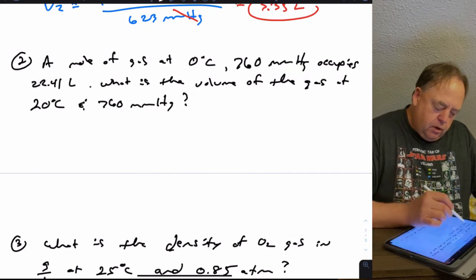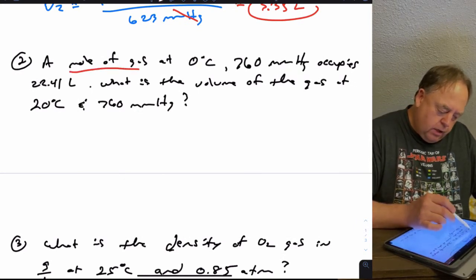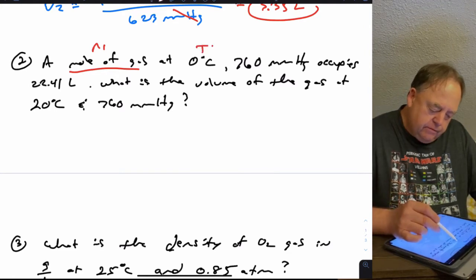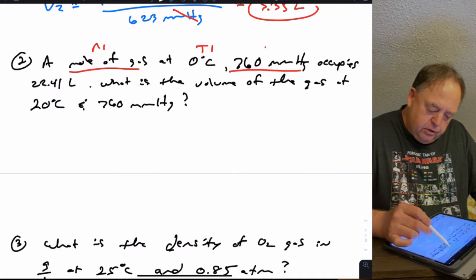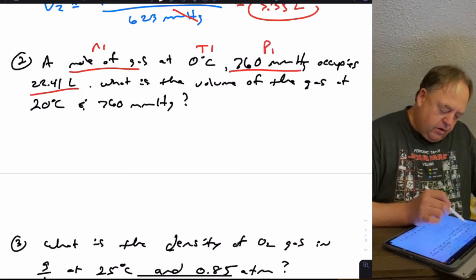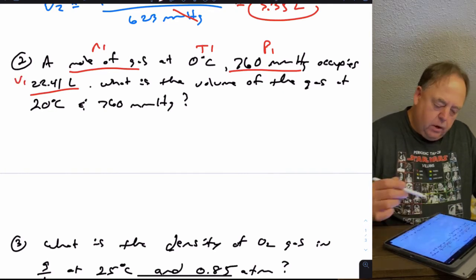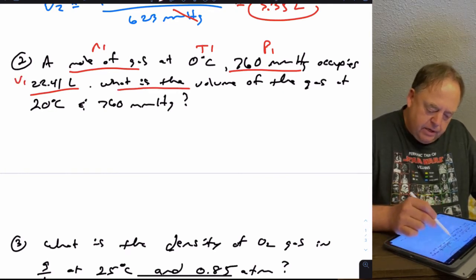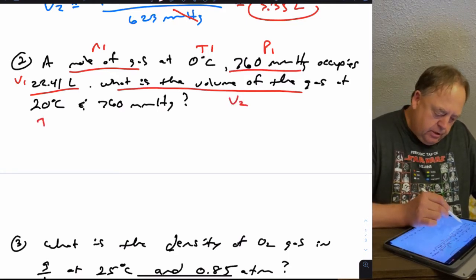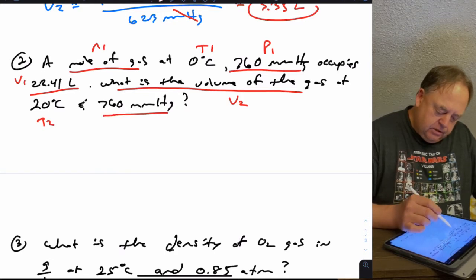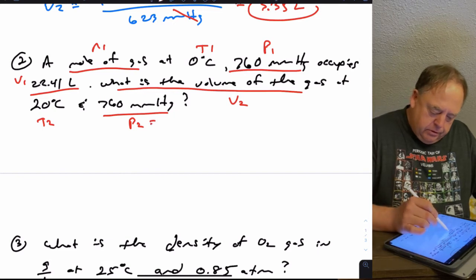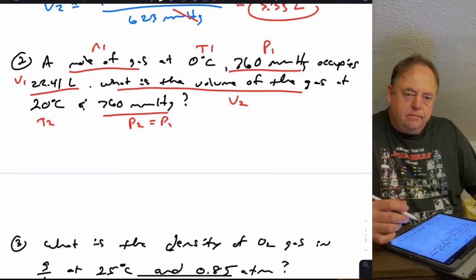Okay, so number 2, a mole of gas. You're given n1, the amount of moles, at 0 degrees Celsius, so you're given T1, and a pressure of 760 millimeters of mercury, so you're given P1. It occupies a volume of 22.41 liters, so you're given V1. What is the volume of the gas? So basically you want to solve for V2 at 20 degrees Celsius, so you're given T2, and 760 millimeters of mercury, so you're given P2. But if you notice, P2 is the same as P1, so pressure cancels out.